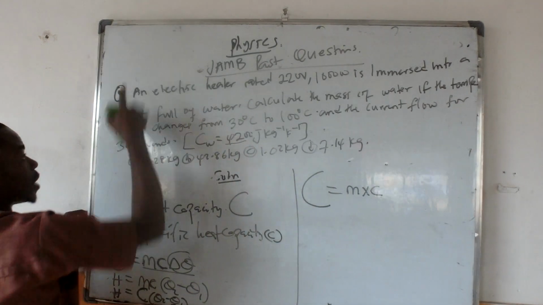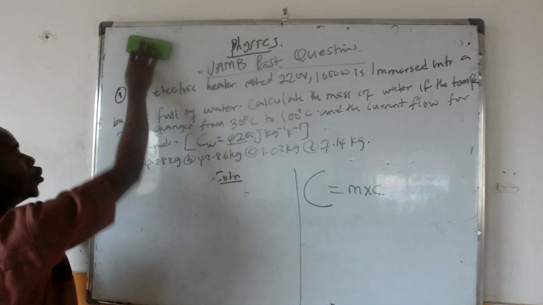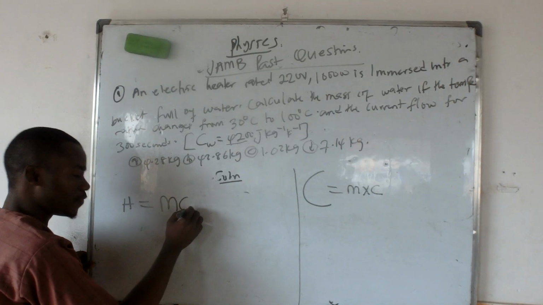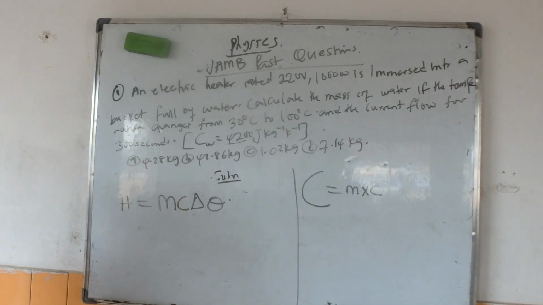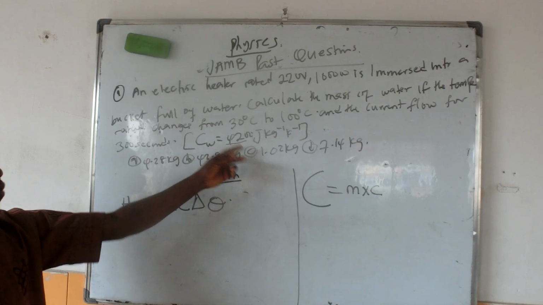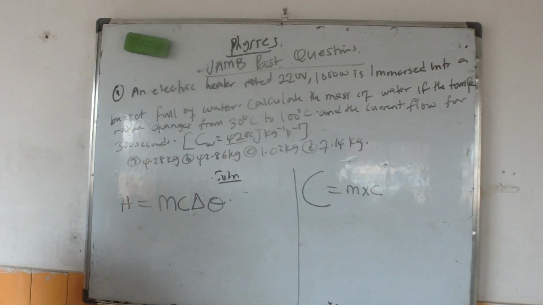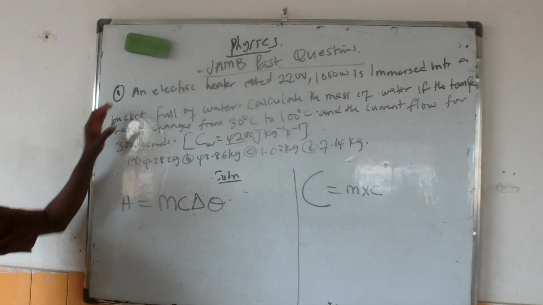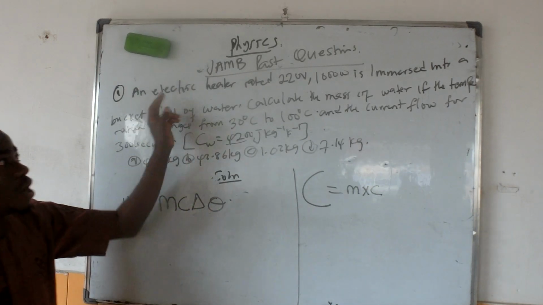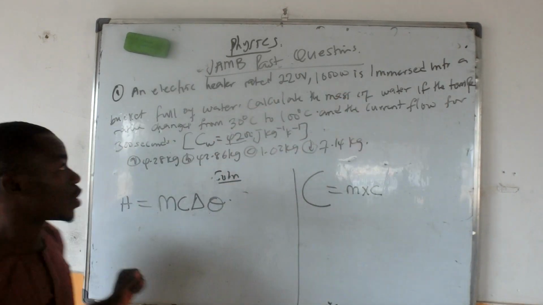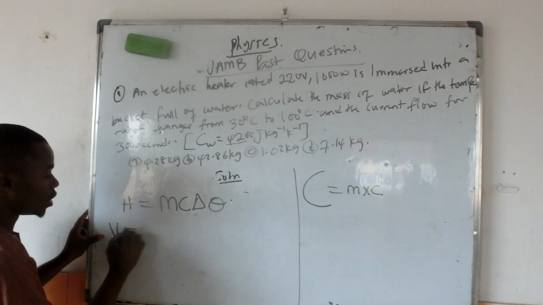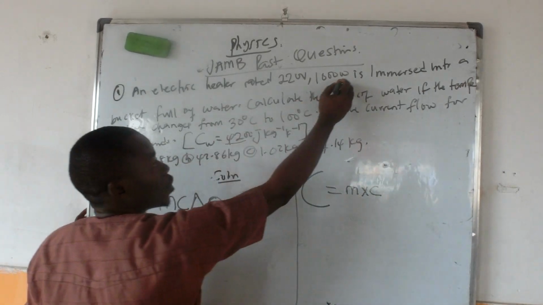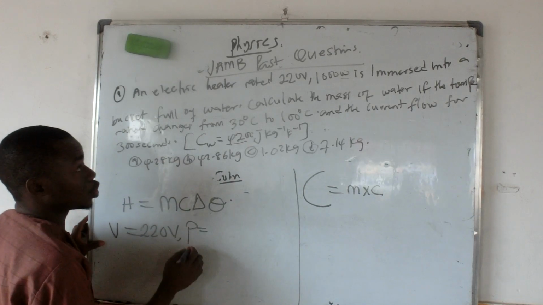But if you look at this particular question, you will see that it's related to specific heat capacity. So that means you are using this formula: heat is equal to mass times specific heat capacity multiplied by change in temperature, because you are given the specific heat capacity and you have to find the mass. Now, if you look at this, the source of heat is electrical in nature. We are using an electrical heater whose rating is this and this. Meaning that this 220 is V, which is equal to 220 volts. And this one, which is 1000 watts, that means it's power because of this watts. So power is equal to 1000 watts.